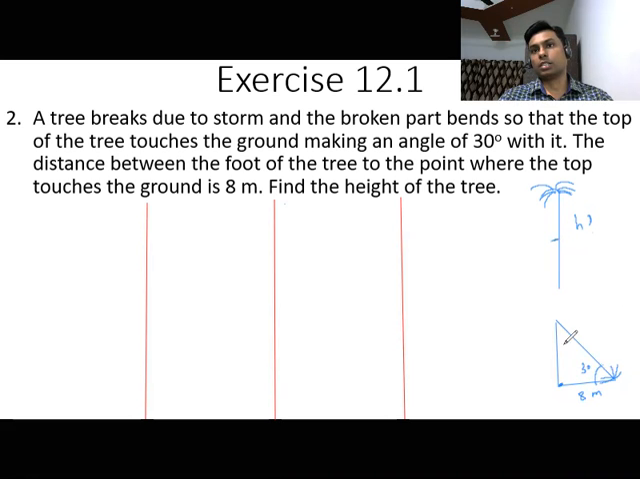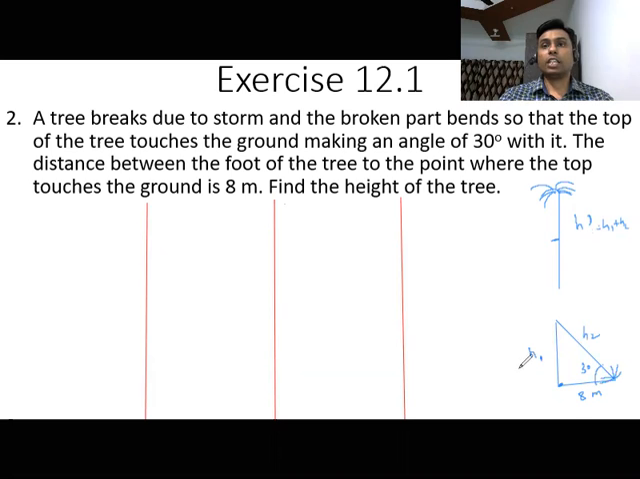The tree is broken, which means if we call this as h1 and this as h2, total h1 and h2 is the total height of the tree, correct? Because it was standing erect like this, now it is broken. So this is one part of the tree, this is the other part of the tree. Put it together, you will get the height of the tree. This is the understanding. So h1 plus h2 will give you h.